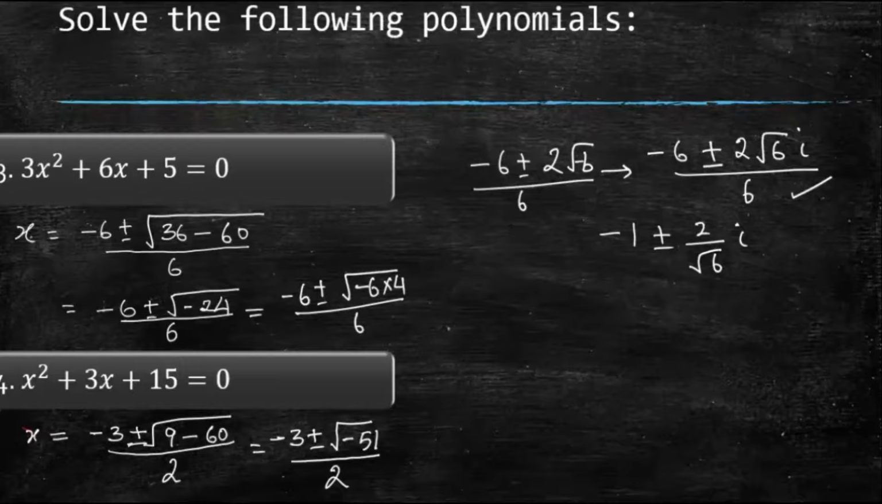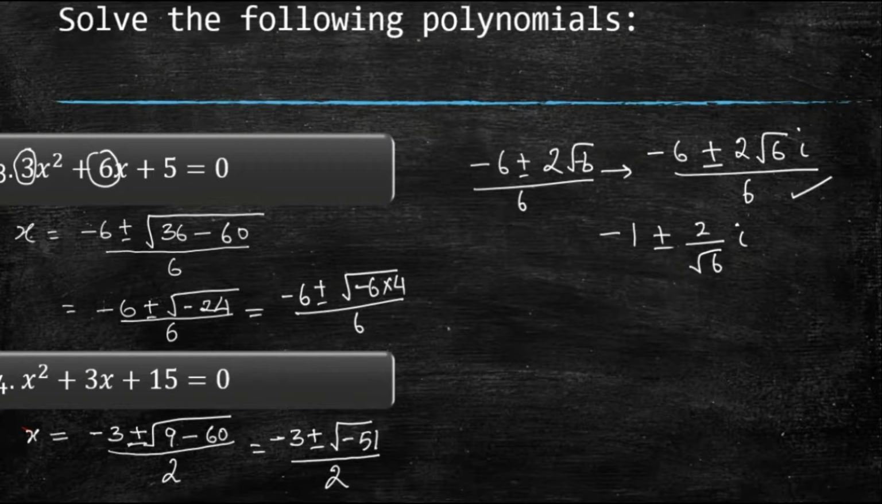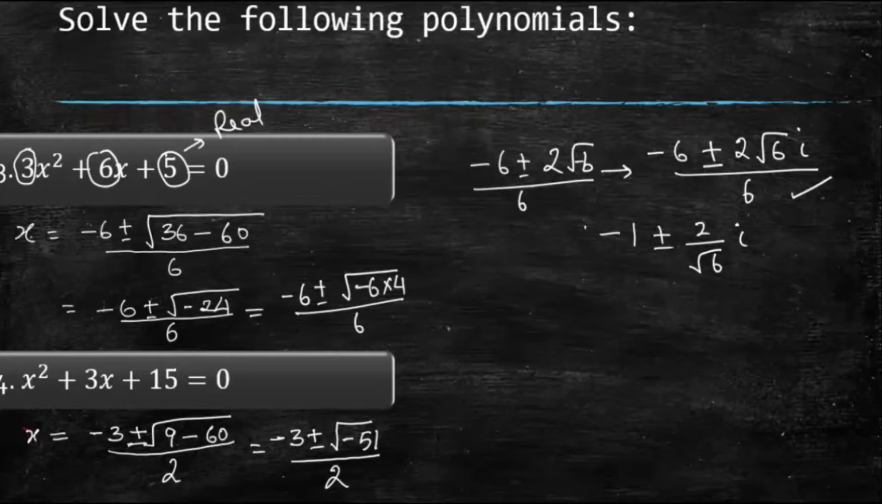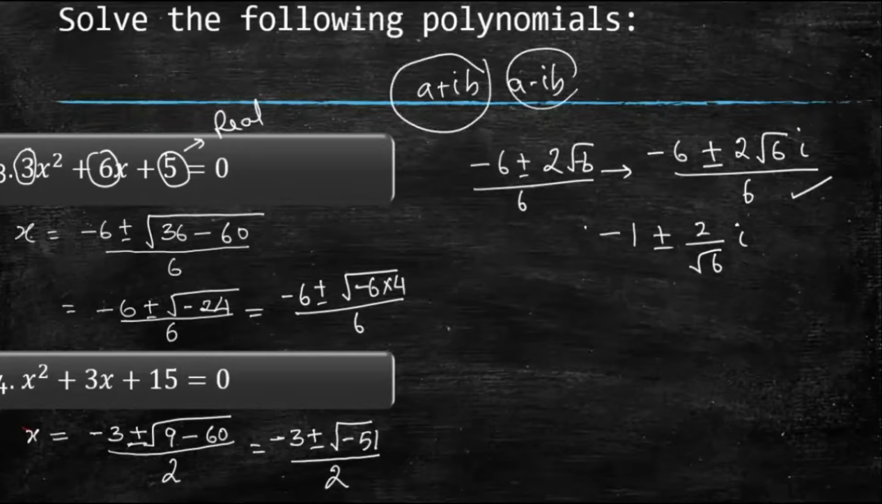So when do you actually get conjugate pairs? You get conjugate pairs when the coefficients of the equation are real numbers. When you have imaginary coefficients, then this will not be the case. You cannot get a plus bi and a minus bi as the roots. They may be completely different. But you get conjugate roots only if all the coefficients are real.